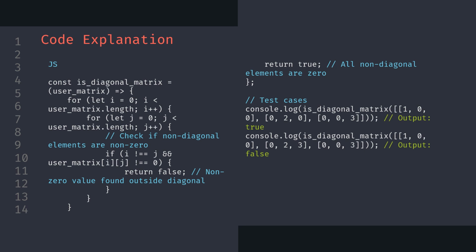This program uses nested loops to iterate through the rows and columns of the matrix. It checks if any non-diagonal element is non-zero. If found, it returns false. Otherwise, it returns true.